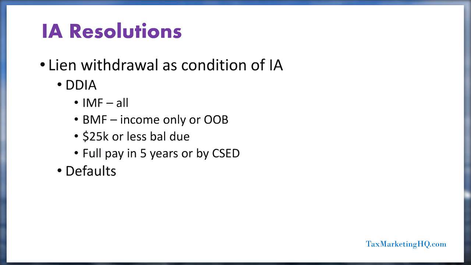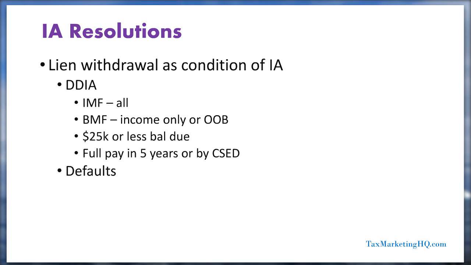then they can also get this provision. The balance due, the assessed balance of tax, penalties, and interest has to be $25,000 or less, and the installment agreement needs to full pay the entire liability within 5 years or by the collection statute expiration date, whichever is earlier. So those are the criteria for being able to obtain an automatic lien withdrawal as part of a direct debit installment agreement.